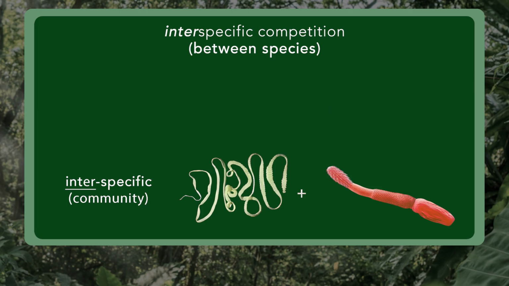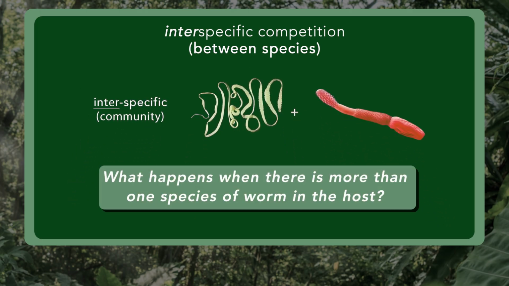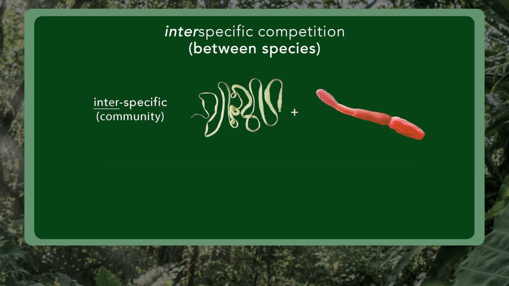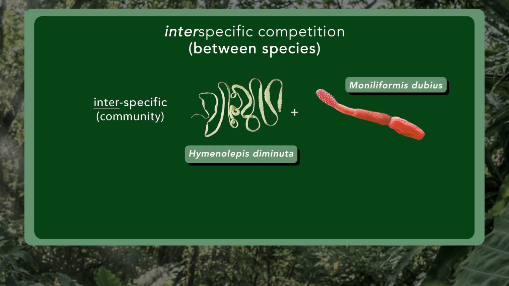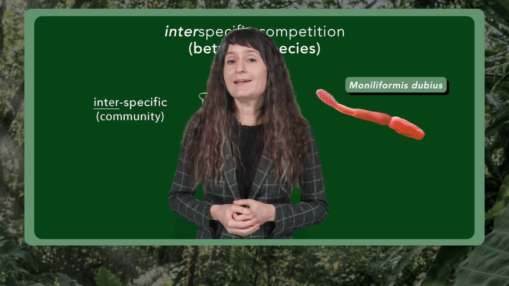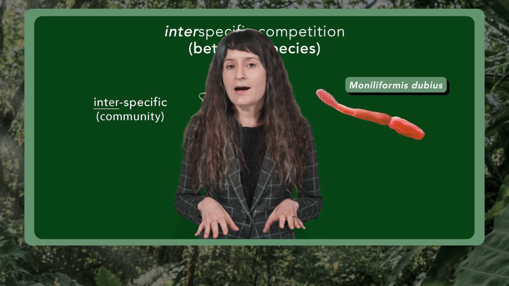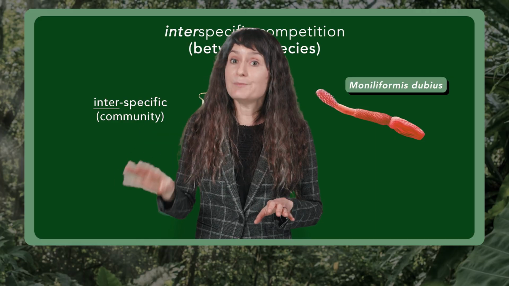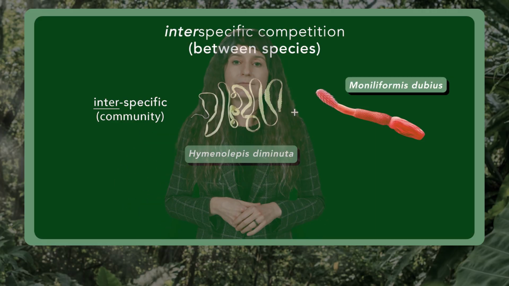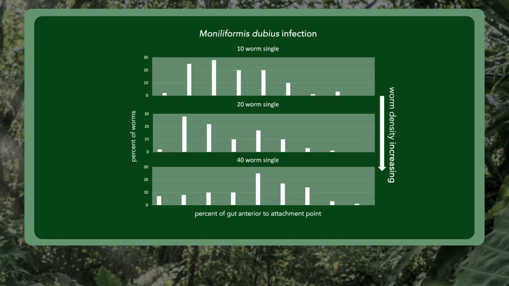Let's take the community ecology perspective and ask, what happens when there is more than one species of worm in the host? To do this, we're going to pair up our workhorse, Hymenolepis diminuta, the rat tapeworm, with Moniliformis dubius, which is an acanthocephalan parasite, a new kind of worm parasite. We'll talk about acanthocephalans a few videos down the line, but for now, just know that it is a different species than Hymenolepis diminuta. We'll set up the same kind of experiment that we did for intraspecific competition to find out whether Hymenolepis diminuta and Moniliformis dubius do interspecific competition.